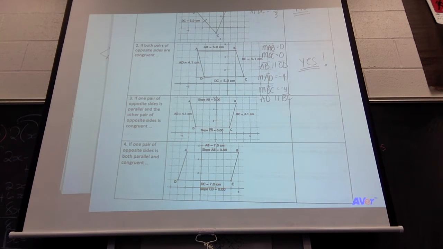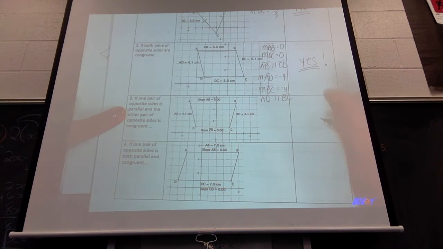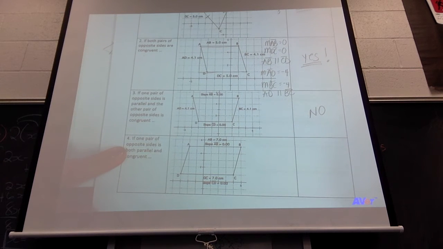Okay, so you should be back, and you should have found that if 1 pair of opposite sides is parallel and the other is congruent, no, that is not going to give us a parallelogram. Okay. On number 4, if 1 pair of opposite sides is both parallel and congruent, yes, that will give us a parallelogram.